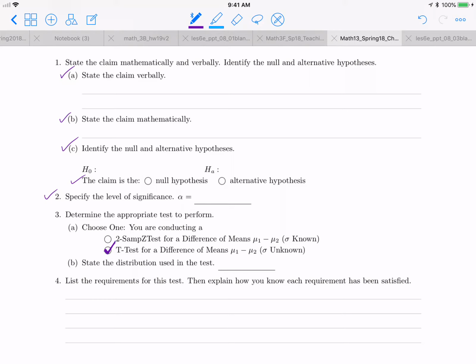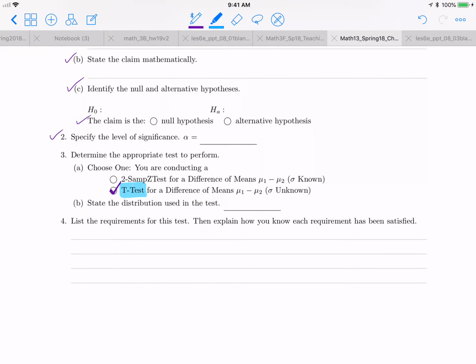Why? Because we did a t-test, right? So whenever you have dependent samples, you're going to be doing a t-test, assuming. Now, what is the distribution used in the test? T-distribution.